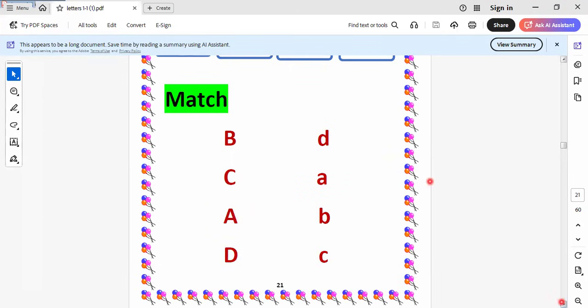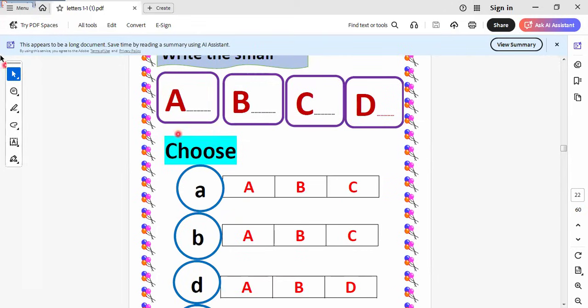Okay, let's go to another one here. So how can I write the small letters? Let's write the small letters. Here is small a. Here is small b. Here is small c. Here is small d. Okay, so here is capital A. Where is capital A? Here is capital A. Here is capital B, and here is capital D. Let's continue the rest of the exercise.